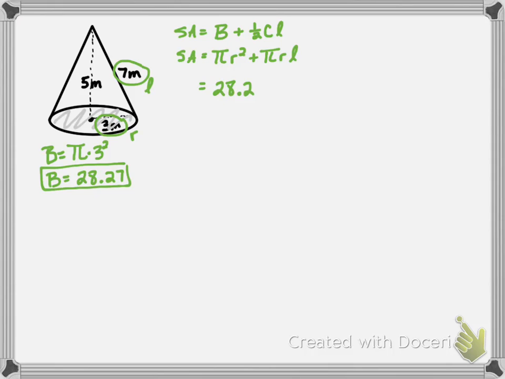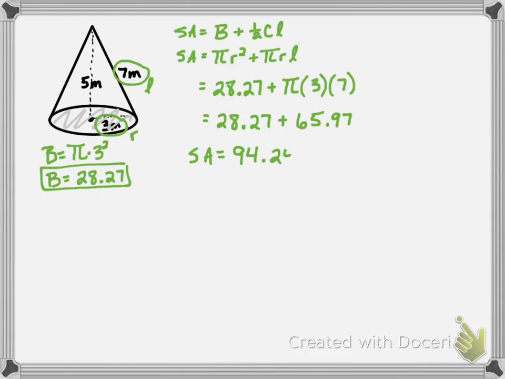So that gives me 28.27 plus pi times 3 times 7. So 28.27 plus 65.97. I can add those two values together, and I get 94.24 meters squared. And that's the surface area of my cone. All I did was pi r squared plus pi r L and got my surface area.